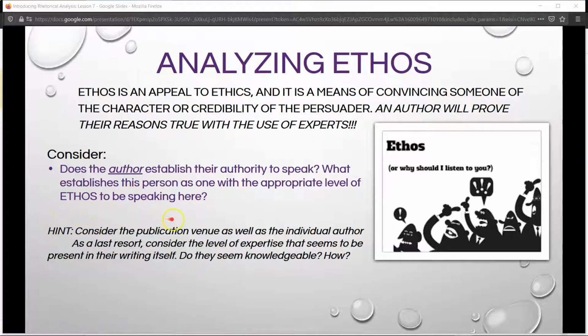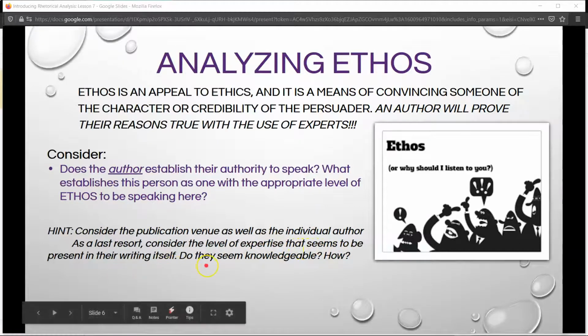So as a hint, you want to consider the publication venue as well as individual authors. As a last resort, considering the level of expertise that seems to be present in their writing itself. Do they seem knowledgeable, and how?